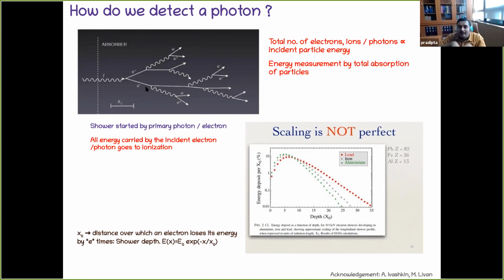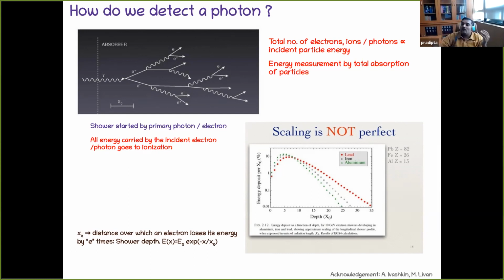But wait a minute, the electron is also a charged particle, so it can also emit radiation, bremsstrahlung. This photon can further split into e+ e-. So in this way, there will be a shower of electrons and photons. And this shower is eventually going to deposit its energy at the electromagnetic calorimeter. You measure the energy and you have information about the incident particle energy.